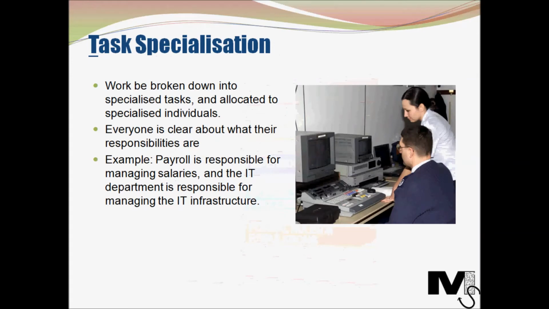Okay, now let's look at the first characteristic, task specialization. Now this implies that work be broken down into specialized tasks and that those be allocated to specialist individuals best suited to manage them. Now every employee here is responsible for the tasks handed to him or her and knows what the expected outcomes are. This ensures that everybody is clear about what their responsibilities are and knows their place and their powers in the organization. Now, going beyond their responsibilities is actually not allowed in a bureaucracy.